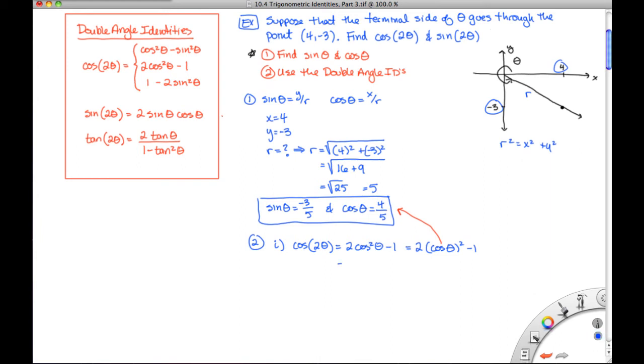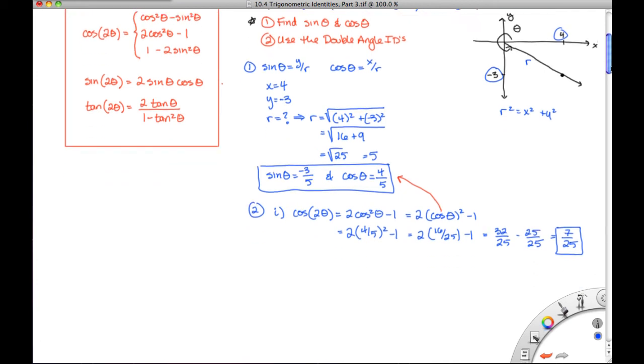So this is going to be equal to 2 times 4/5 squared minus 1. And if we work this through, this is going to be equal to 2 times 16 over 25 minus 1, which is going to be equal to 32 over 25 minus 1, which is going to be 25 over 25. And that gives us a value of 7/25. So that's the value of cosine of 2 theta.